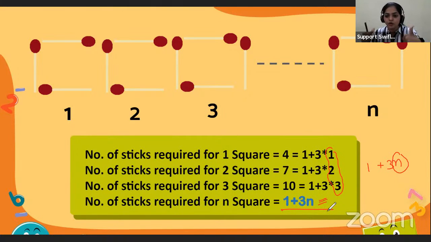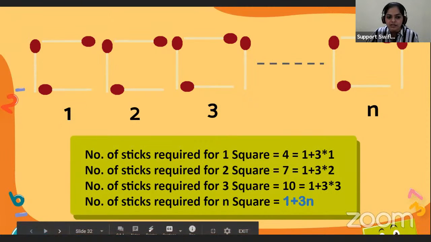Got it? I think you all got it. Any doubt? Yeah, Ankit, you have told me the answer is 1 plus 3n. Very good. Okay, so I think you all understood. And let's move to the next slide to understand what variable actually means.